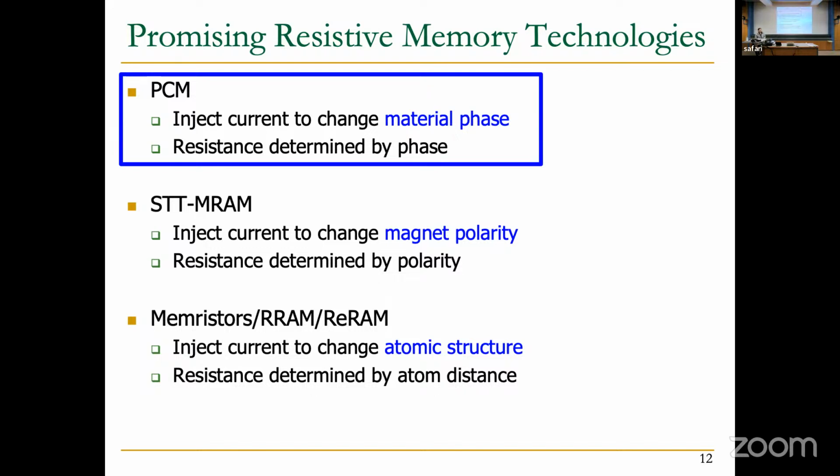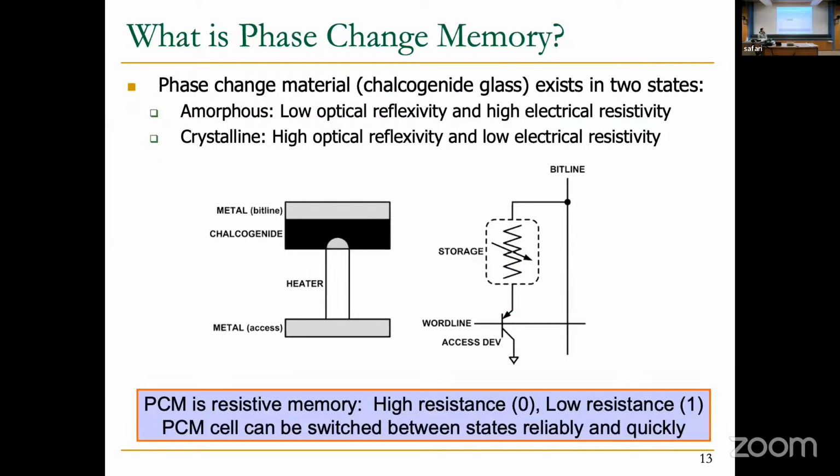So let's first talk in more detail about PCM. Here is the cell structure of PCM. It has two states in the physical way. One can represent the low optical reflectivity and high electrical resistivity, and the other one represents the low electrical resistivity. So you can use these two states to represent logic 0 and 1 in this memory.